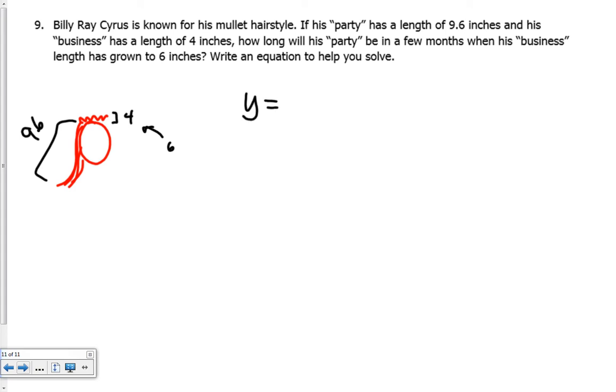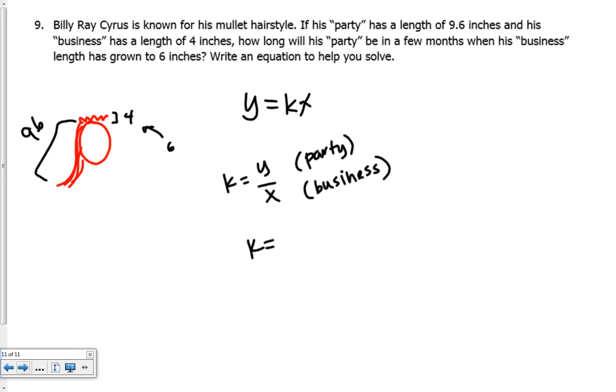So y equals kx. That's what our goal is. Let's do k first. So k should be y over x. Well, we talked about yesterday how we're always going to divide the party by the business. Okay, so his party originally was 9.6, and his business was 4. That gives us a mullet ratio, or our constant of variation, of 2.4.